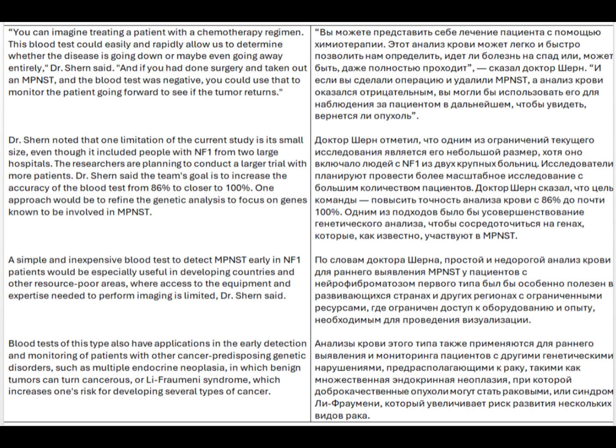A simple and inexpensive blood test to detect MPNST early in NF1 patients would be especially useful in developing countries and other resource-poor areas, where access to the equipment and expertise needed to perform imaging is limited, Dr. Schön said. Blood tests of this type also have applications in the early detection and monitoring of patients with other cancer-predisposing genetic disorders, such as multiple endocrine neoplasia, in which benign tumors can turn cancerous, or Li-Fraumeni syndrome, which increases one's risk for developing several types of cancer.